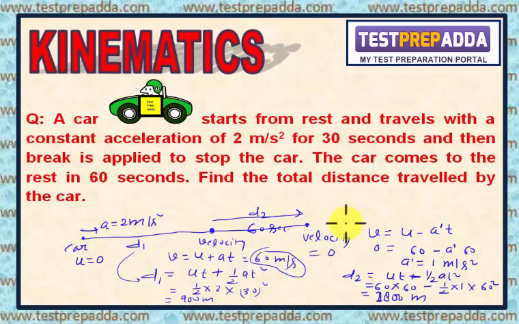So what will be the total distance traveled by the car? D1 plus D2. So D will be written as D1 plus D2. D1 we have got as 900, D2 we have got as 1800. So it will come as 2700 meter. Got the idea? Now I'll take another question here to understand the three cases which we have discussed here.